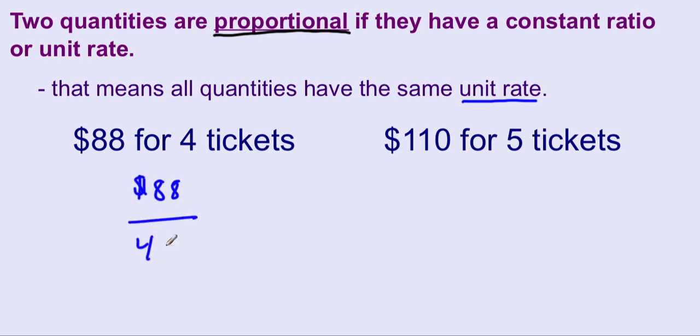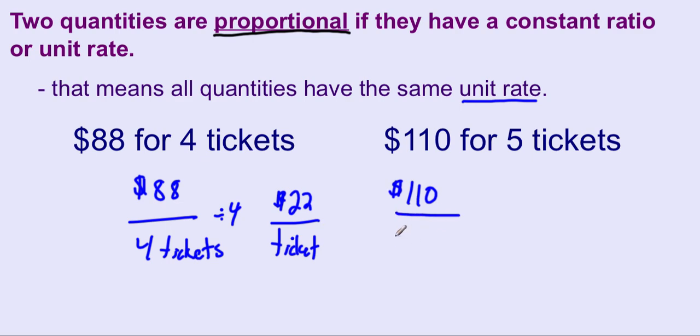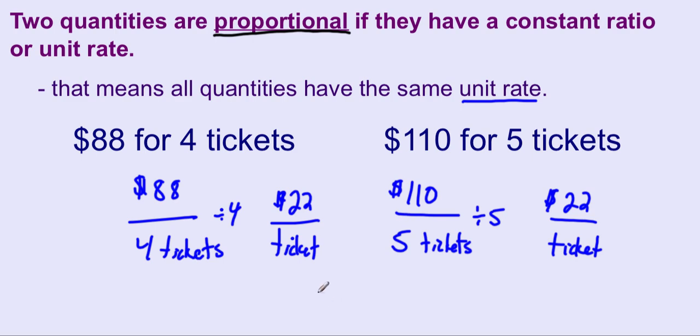$88 for 4 tickets. We turn it to a unit rate by dividing both by our denominator, and we would get $22 per ticket. Now, if these two are proportional, we'll get the same thing for both of them. So here we do $110 for 5 tickets. Divide by our denominator to turn into a unit rate. And again, we get $22 for each ticket. So because they have the same unit rate, we would say that these two quantities are proportional.